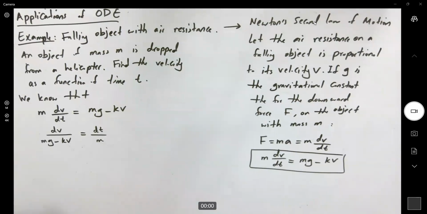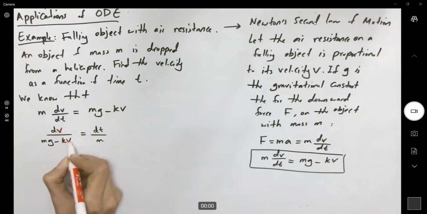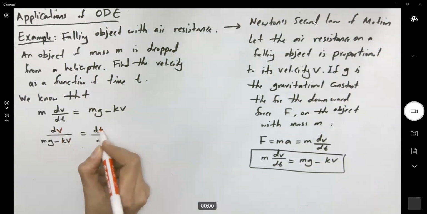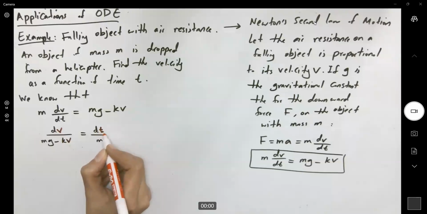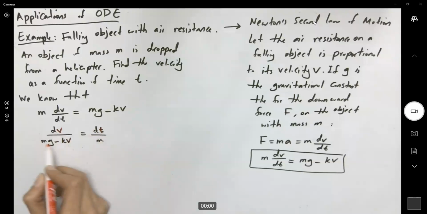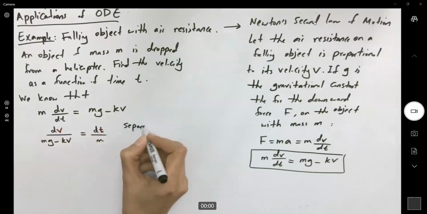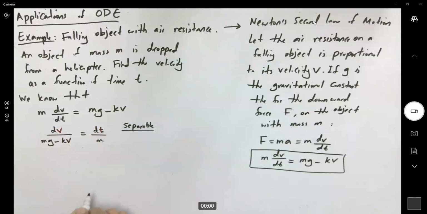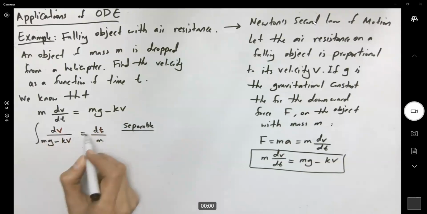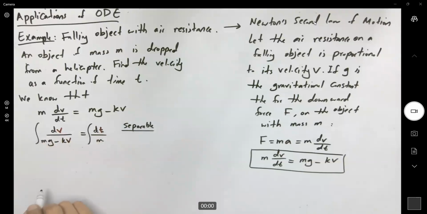You only have v here and here. Then t, as free independent variable, doesn't have anything. The rest of these values are all constant. So it's a separable differential equation. What's the meaning of that? It means that I can take the integral of both sides and start solving this.